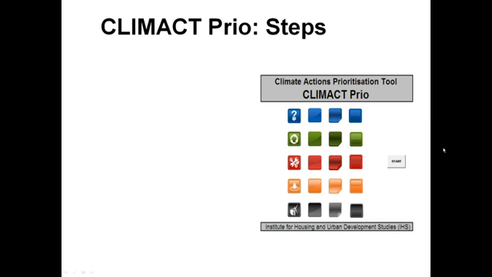Which are the main steps? So this presentation is mainly focused on the planning process for climate mitigation or low carbon development.